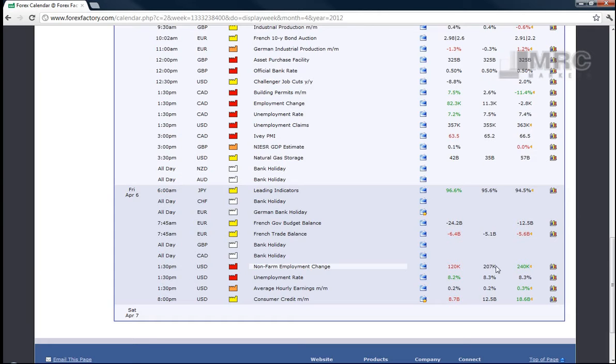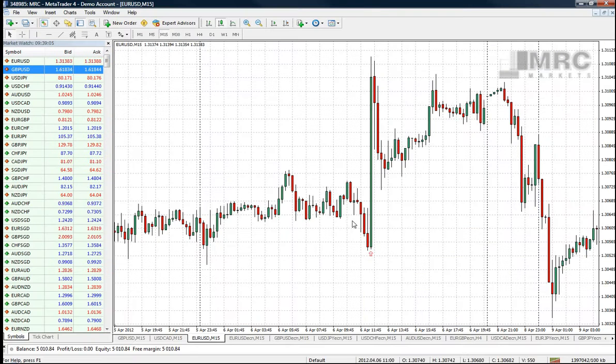A bigger than expected number should mean that the US dollar should get stronger, and a lower number will mean that the US dollar will get weaker. For this example, on Friday the 6th of April, the number was forecasted to be 207,000. And as you can see here, the number came out at a very weak 120,000 jobs, so much worse than forecast. This would make us think that the euro against the US dollar should go up, because the US dollar is getting weaker versus the euro. And this was the case.